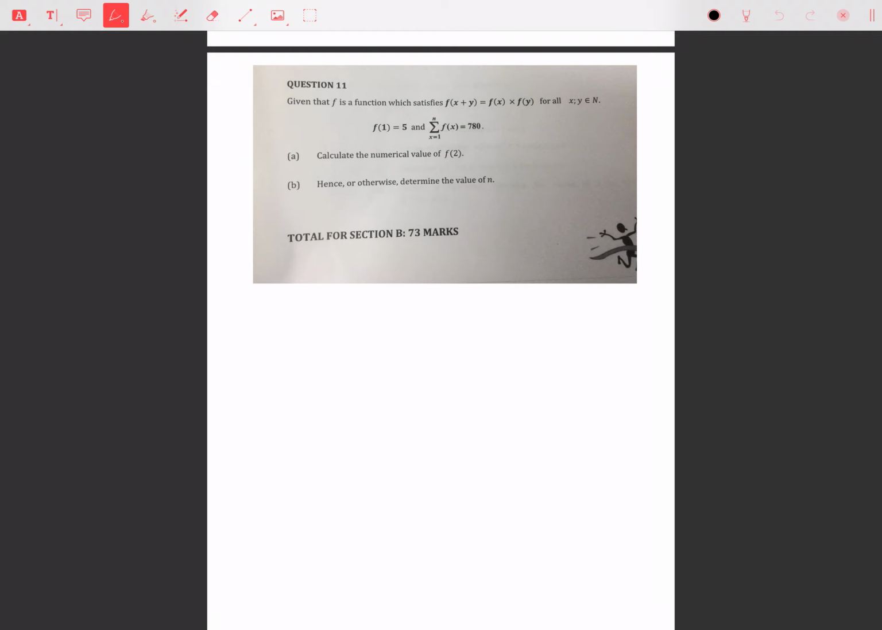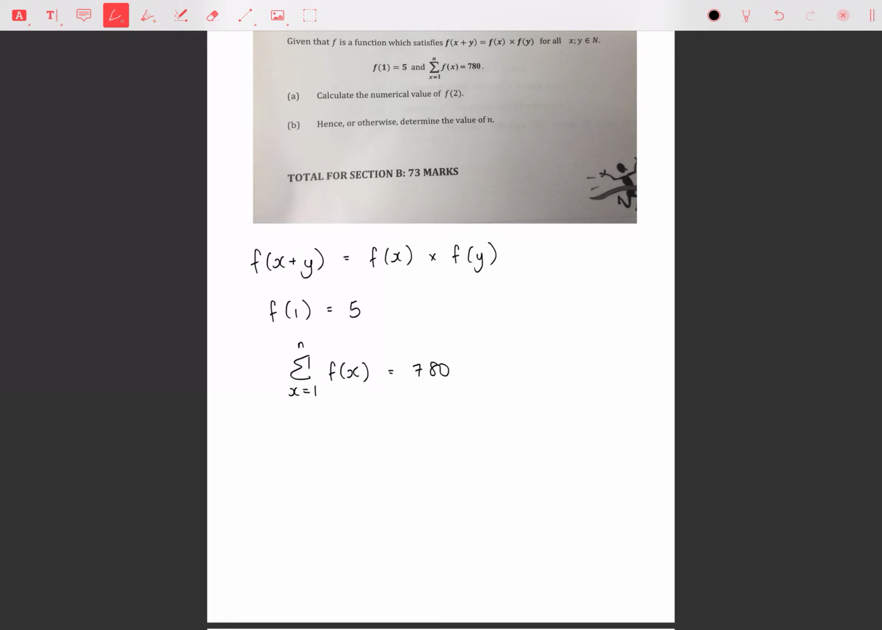So what we are given is a function which we don't really know what it looks like, but this is what one of its properties is, for all natural numbers x and y. The other bit of information is that we're given that f of 1 is equal to 5 and the sum from x equals 1 to n of f of x is equal to 780. So we can't exactly create the function or the formula for f of x. We're just going to have to use the information given to us.